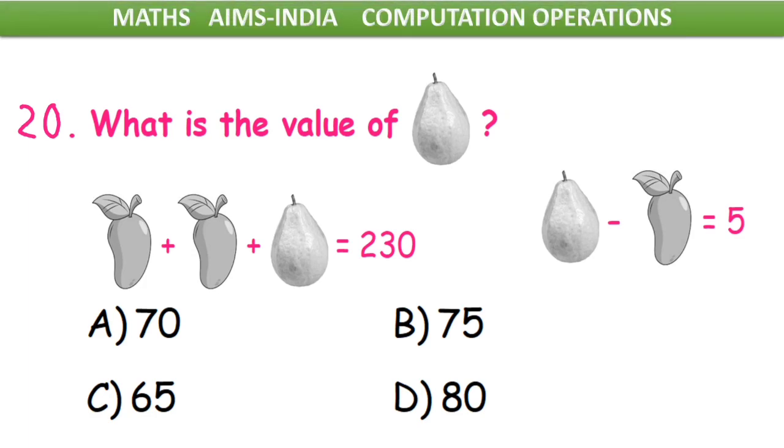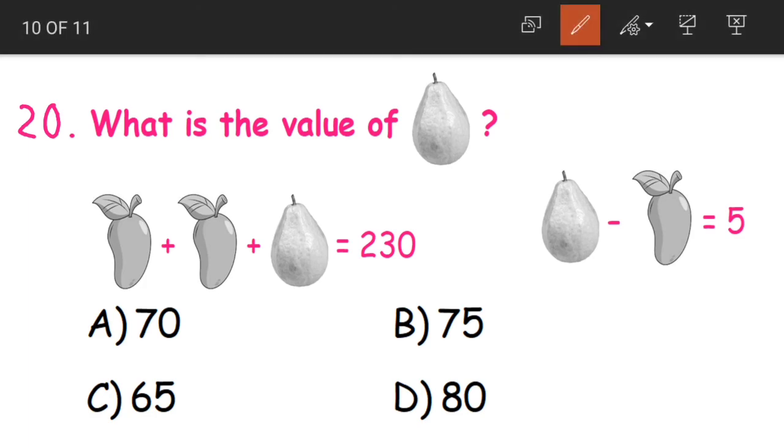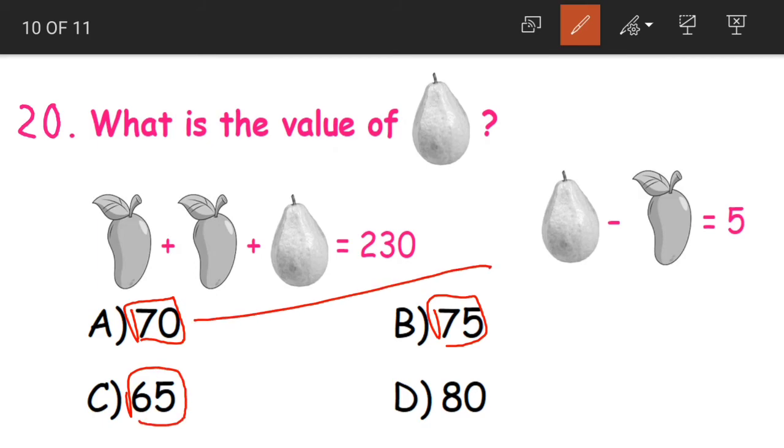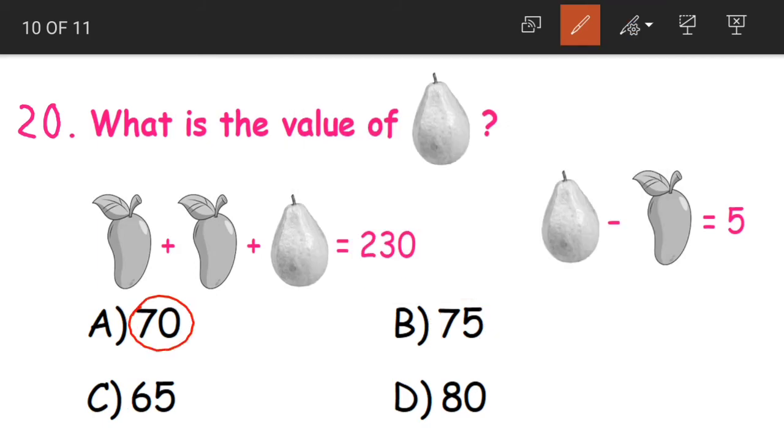Now children, there are two ways to solve this question. Let me tell you the first way. The first way is to take the answers given in the options and try them. 70 is the value of pear, so let us keep 70 here.